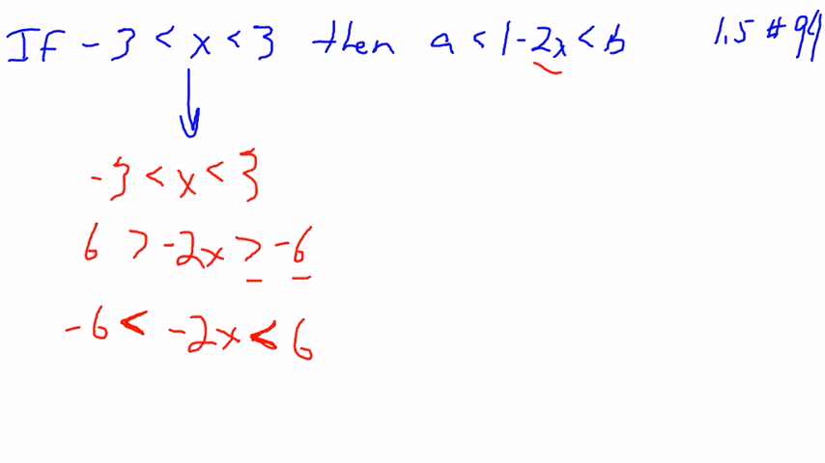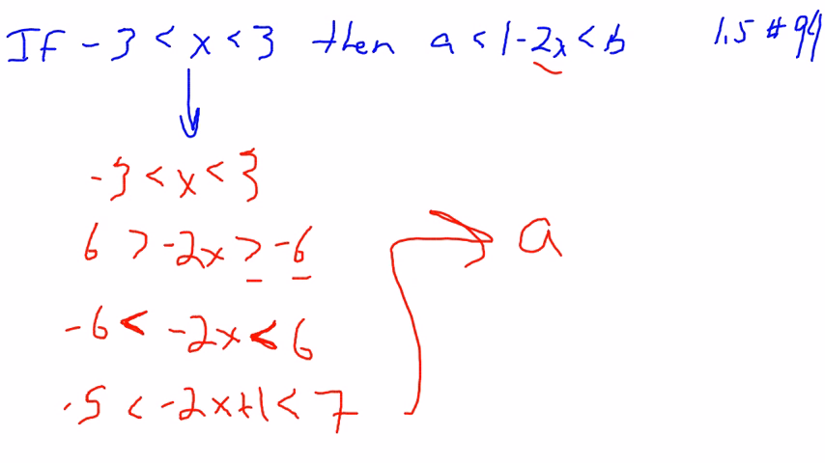Now I need to add the 1. So I'm going to add the 1 to all three parts. I'll do the inside first. Negative 2x plus 1. And then on the left, I get negative 5, and on the right, I get a 7. So what that tells me is that a is equal to negative 5, so that's this a. And then b is equal to 7, which is this guy.